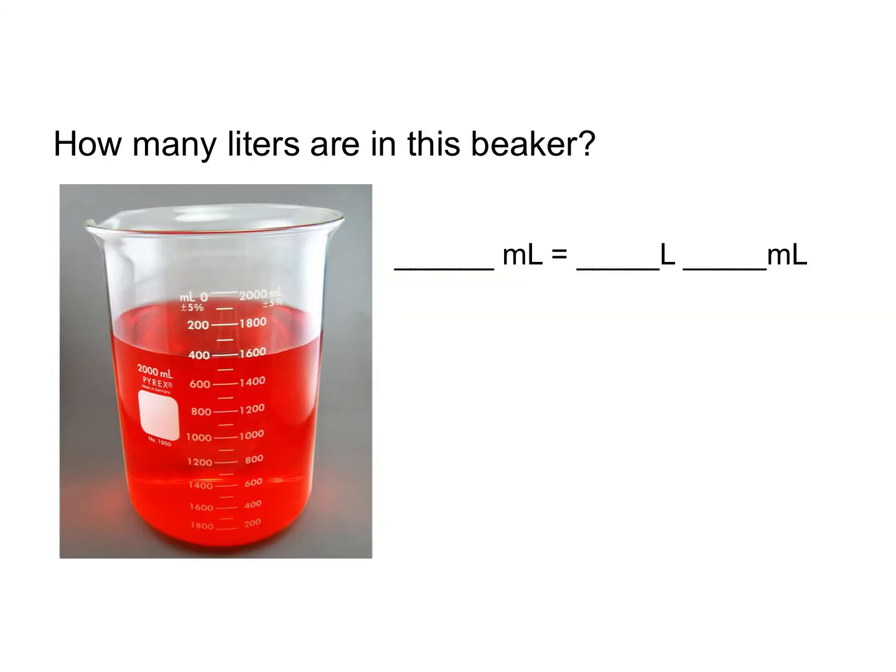So we're going to look at this. Again, we're going to look at this side in order to see how many liters are in the beaker. And if you look, it's filled right to there. So on your own, I want you to write this down on your whiteboard. Okay, 1,600 milliliters. If I'm thinking that 1,000 milliliters equals 1 liter, I can see that I've got 1,000 right here. So I've got 1 liter, and I have 600 milliliters left over.